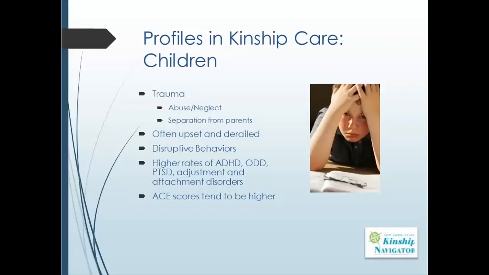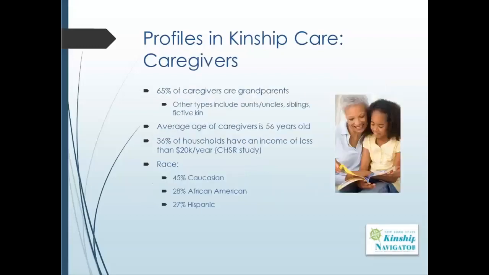And what we find is that kids that are placed with kinship care often have much better outcomes. They tend to have more permanent and stable outcomes in the home when they're placed with kin as opposed to stranger foster care. Profiles of kinship caregivers, as I said earlier, about 65% of caregivers are grandparents.